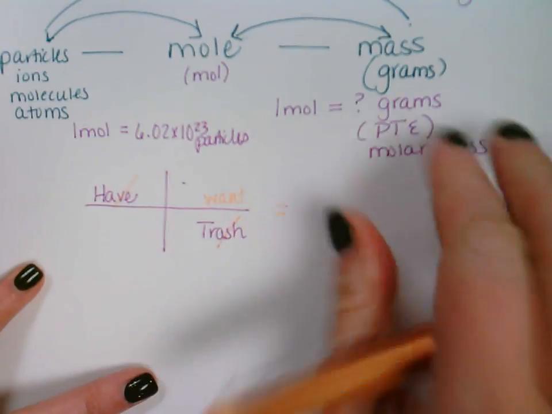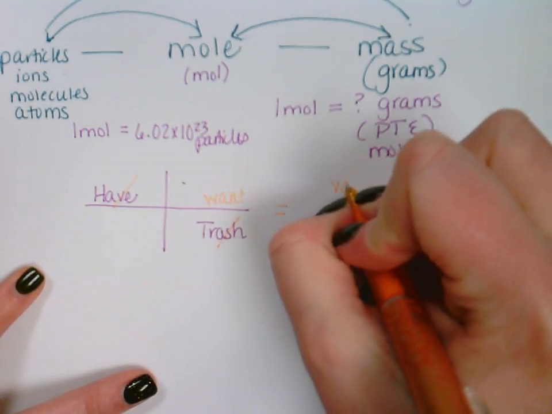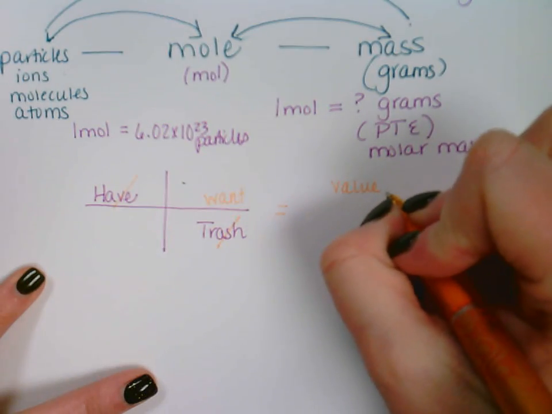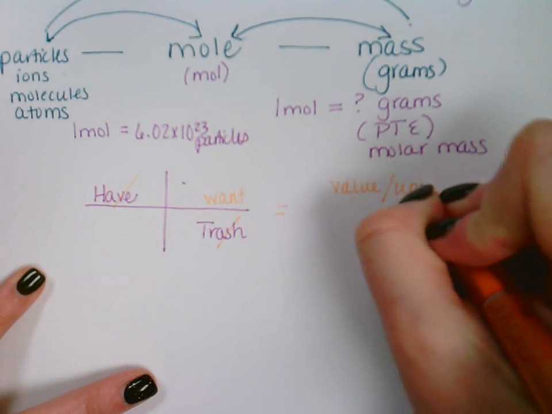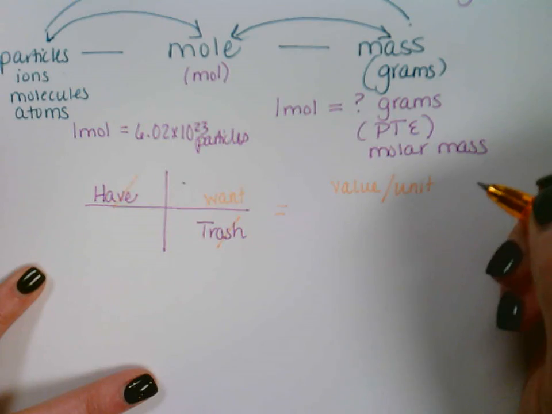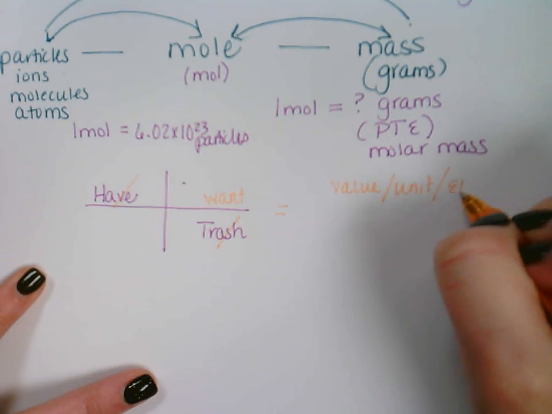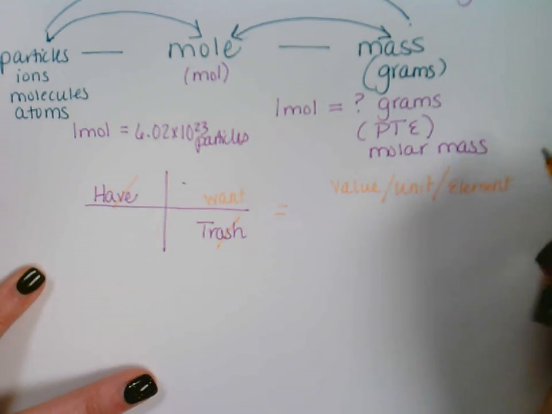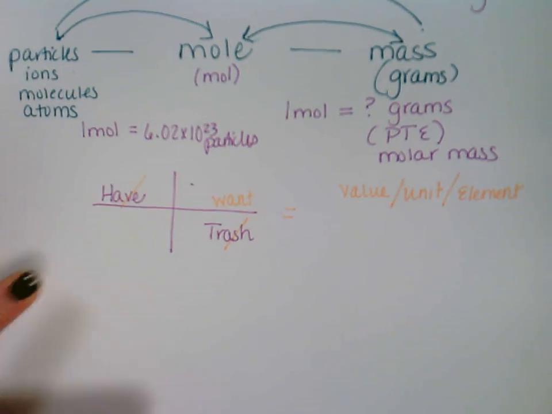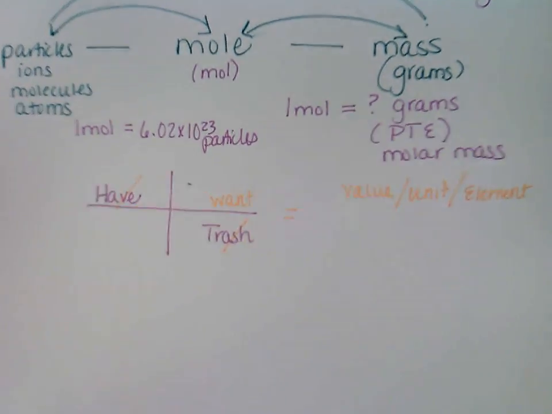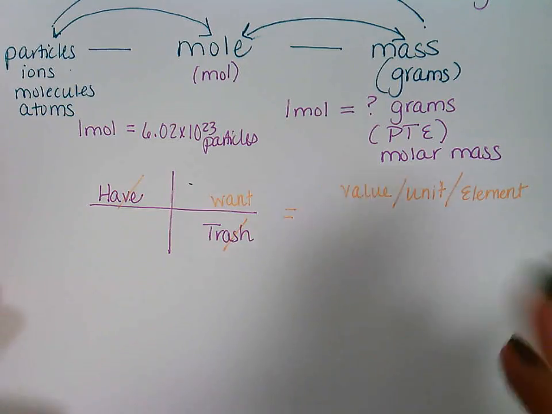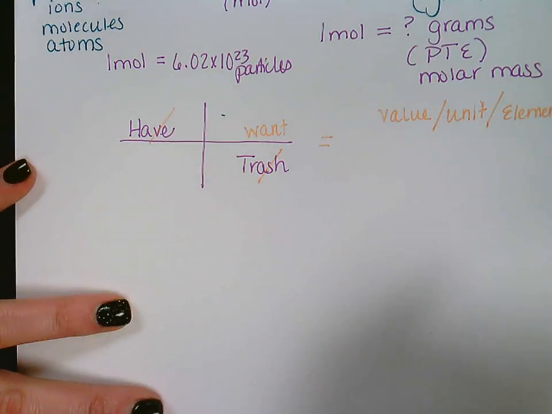Okay. And in every single one of these, you're going to need to put your value with your unit, which might be moles, it might be grams, and you're going to put your element or your substance, element like gold, substance like NaCl or C6H12O6, something along those lines. Okay, so this is how we're going to work this out.